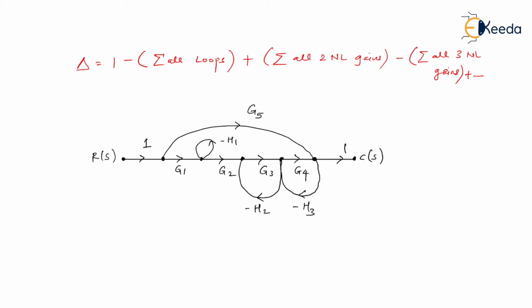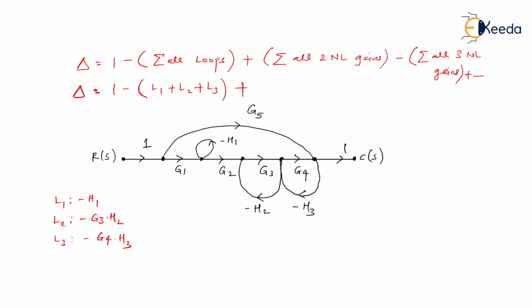In this case I would write delta is equal to 1 minus the summation of all loop gains, that is L1 plus L2 plus L3, because we got only 3 loops. Let me remind you what L1 was. L1 was minus H1; you can refer to the diagram and see where minus H1 is. It is a self loop. L2, as you can see, is minus G3 times H2. L3 is minus G4 times H3. So these are the 3 loops.